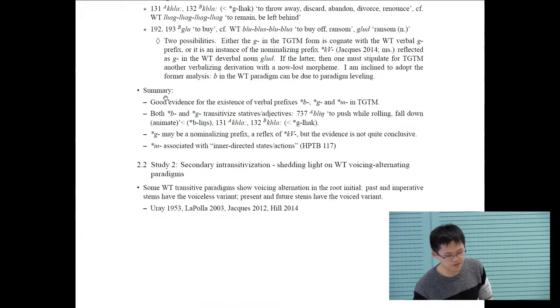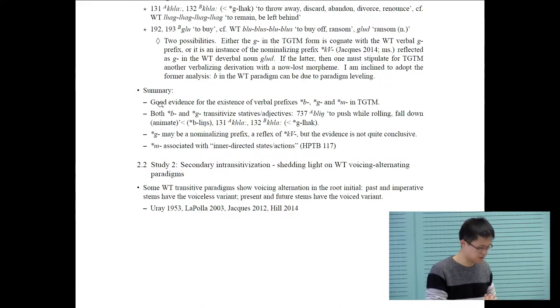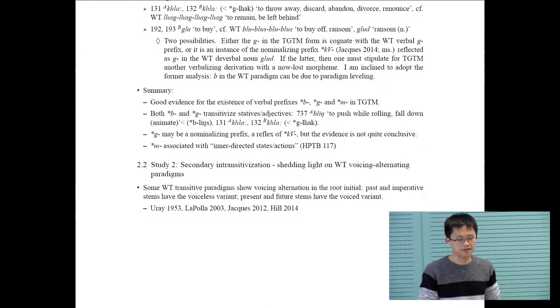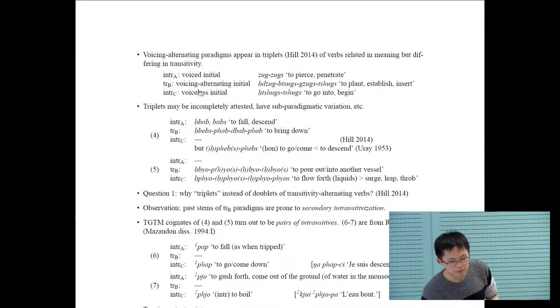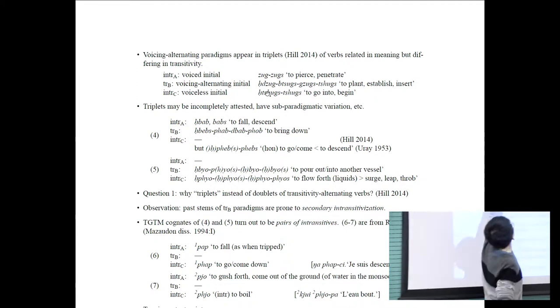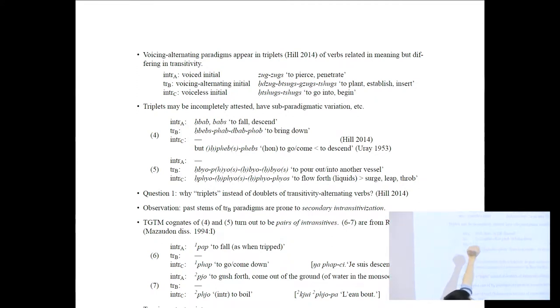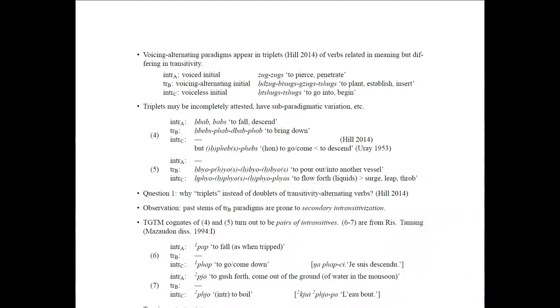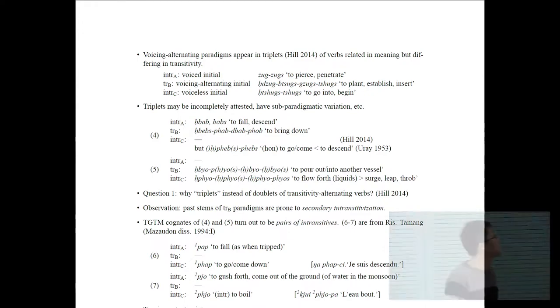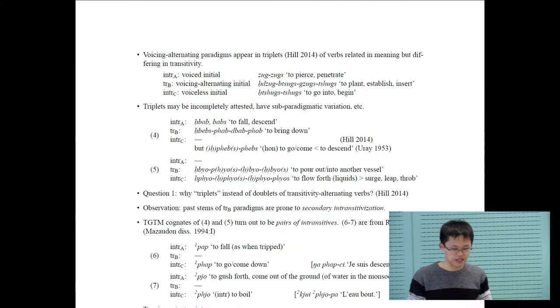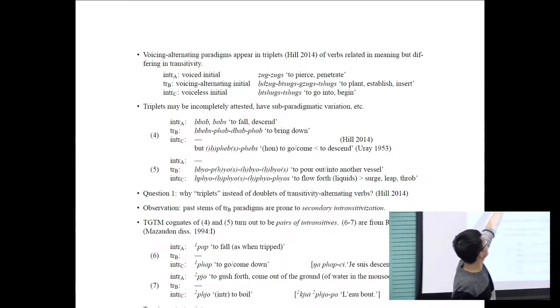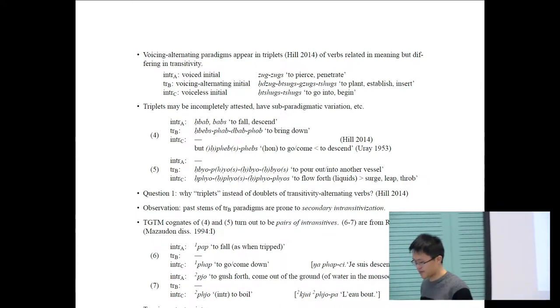So I'll give you a sense of what the puzzle is. Written Tibetan transitive paradigms, a small set of them, show an interesting voicing alternation in the root initial. We're talking about the set I'm calling transitive B. In the past and in the imperative stem, you have the voiceless variant of the onset. Notice that aspiration in Tibetan is already subphonemic, so aspiration here doesn't really show any real underlying difference. But in the present and the future stem, you have the voiced variant of the onset.